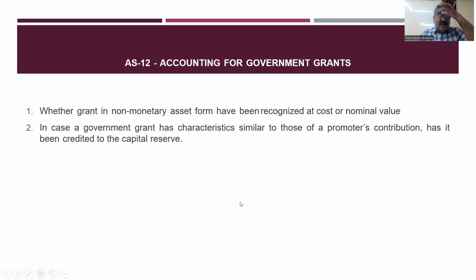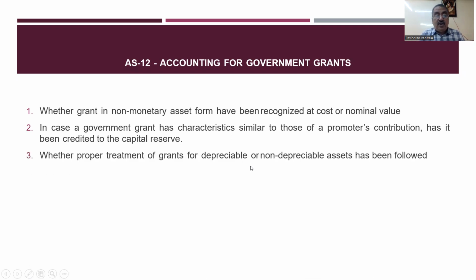In case the government grant has characteristics similar to those of promoter contribution, for example, there will be equal subsidy. Say in the TOTCO scheme, 50% is the promoter's contribution and 50% is the government contribution. Then whether those types of contributions have been properly received and recorded, and the government grants have to be credited to capital reserve. It should not be credited to the P&L account.